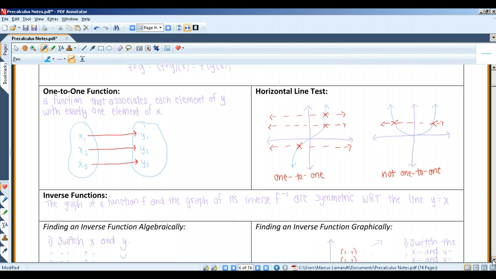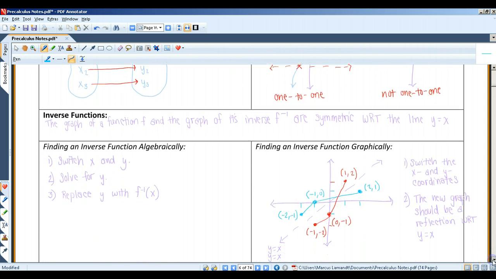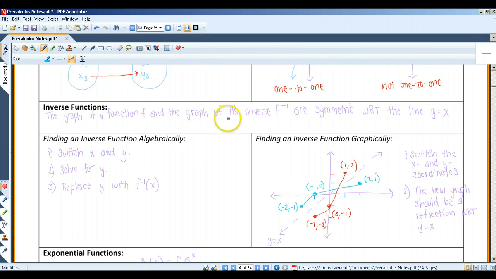Alright, inverse functions. The graph of a function f and its inverse, inverse of f, are symmetric with respect to the line y equals x. If you want to find the equation of an inverse function algebraically, what you want to do is first switch x and y, then solve for y, and then at the end replace y with inverse of f. If you're looking for the graph of an inverse function, sometimes you can just eye it.